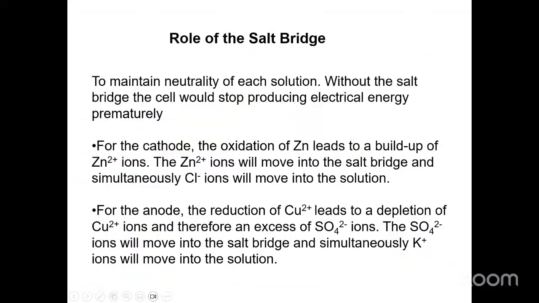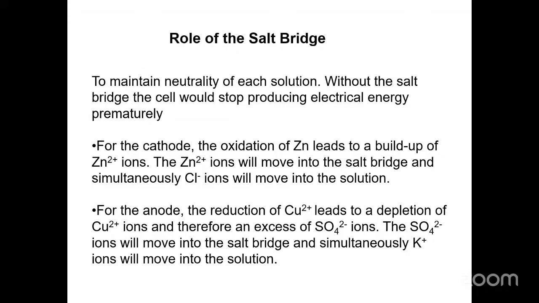Where it says here, for the cathode, the oxidation of the zinc leads to a buildup of zinc ions, and then the zinc ions will move into the salt bridge, and at the same time, the chloride ions will move into the solution. So therefore, the balance is maintained in that half of the setup. And then for the anode, basically there'll be a buildup or excess of sulfate ions. So what will happen is that the sulfate ions will move into the salt bridge, and the potassium ions will be leaving the salt bridge, entering into the solution, and again, maintaining neutrality so that the current will continue.